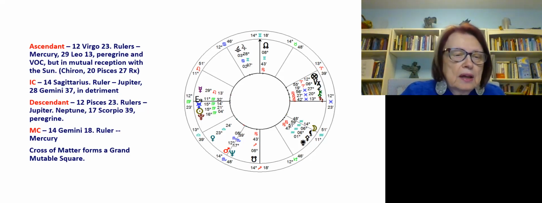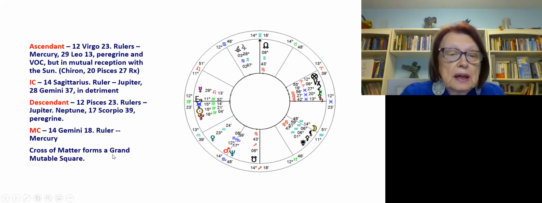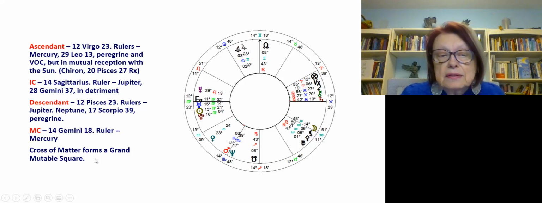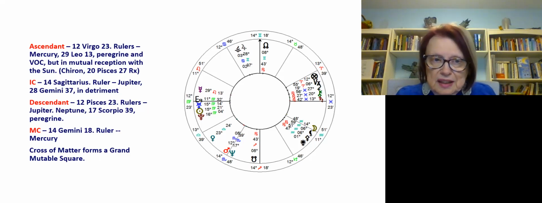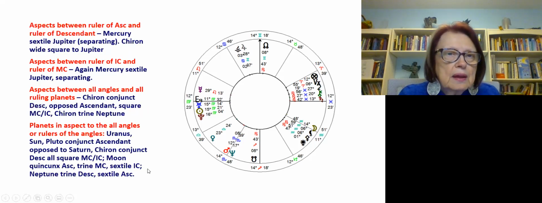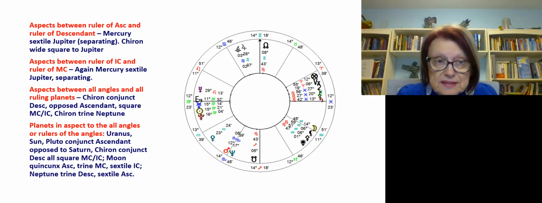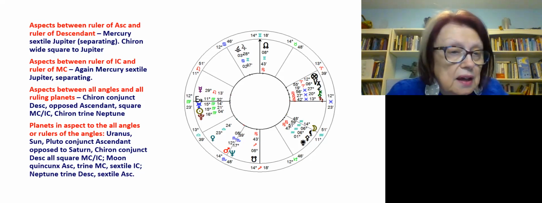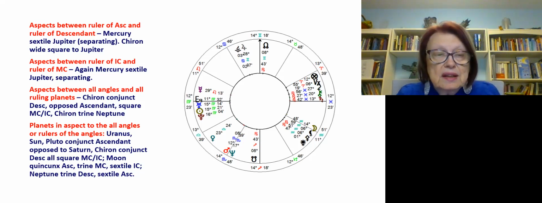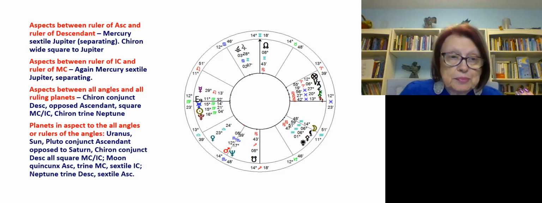Midheaven, ruler Mercury. So the cross of matter forms a mutable grand square. And so we begin to see a picture evolving. And then I go through the aspects. Mercury sextile Jupiter, but it's separating. Chiron in a Y square to Jupiter. And again, Mercury's, and then that's separating. And then we look at Chiron's conjunct the descendant. You can see that's kind of in the corner. Oppose the ascendant, square the midheaven IC, and it's trine Neptune.